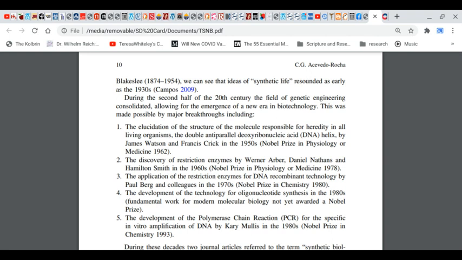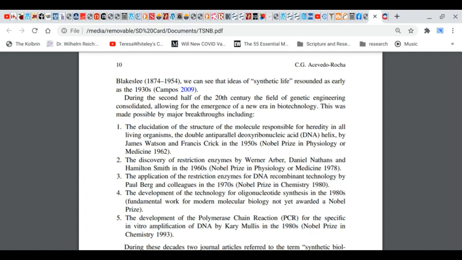Number two, the discovery of restriction enzymes by Werner Arber, Daniel Nathans, and Hamilton Smith in the 1960s. They got a Nobel Prize in Physiology or Medicine in 1978. Number three, the application of the restriction enzymes for DNA recombinant technology by Paul Berg and colleagues in the 70s, a Nobel Prize in Chemistry in 1980.